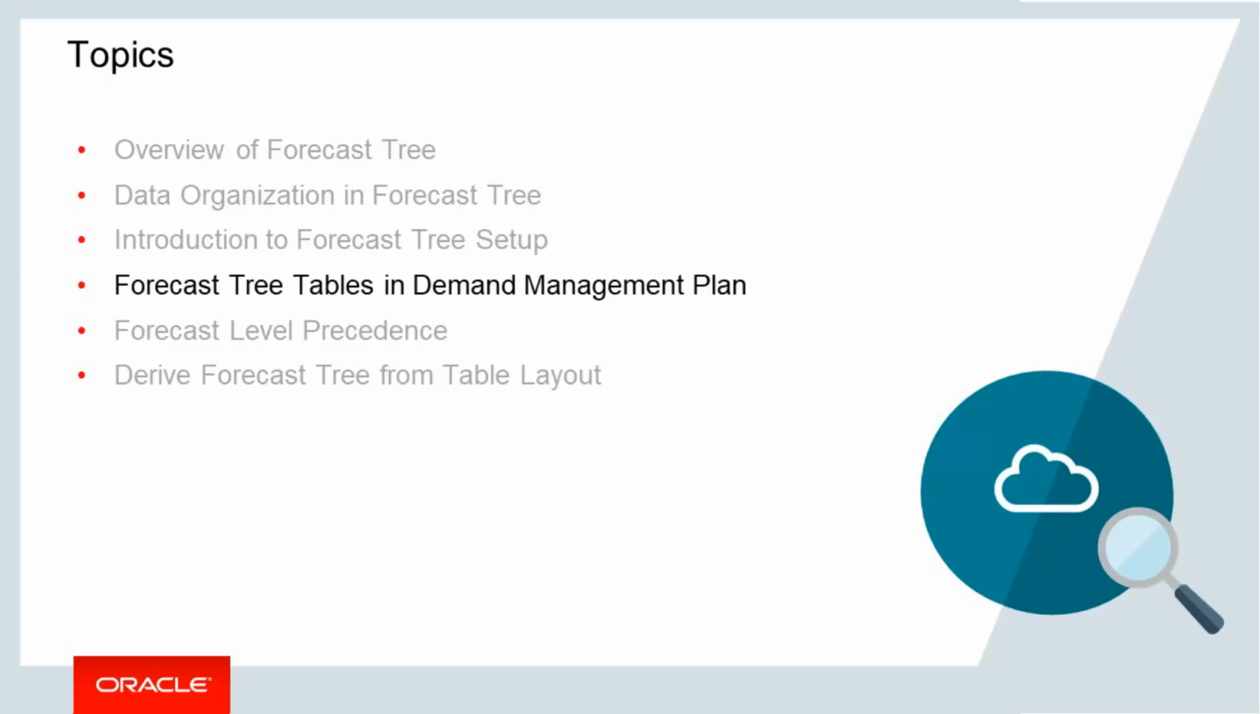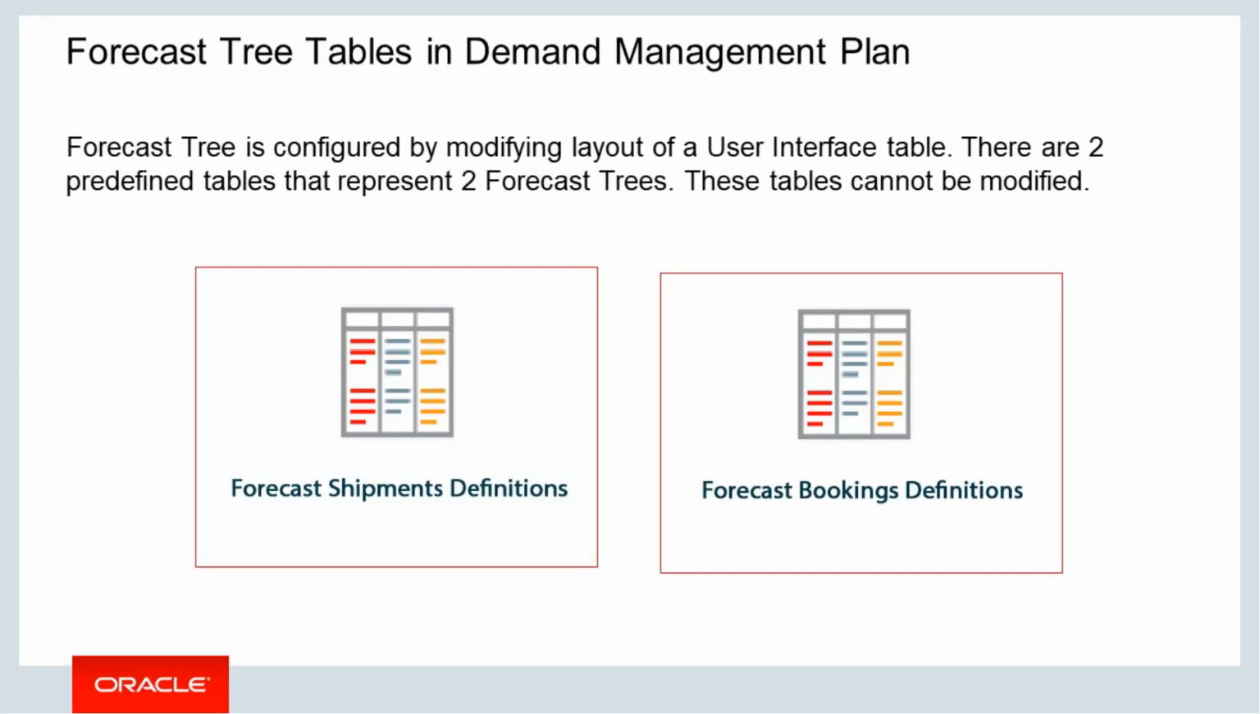Let's drill further and learn about forecast tree tables. Moving to practical configurations, there are two predefined engine profiles, booking history and shipment history profiles, which have their corresponding predefined forecast tree tables. For the booking profile, there is a predefined forecast bookings definitions table, and for the shipment profile, there is a predefined forecast shipments definitions table. Those tables cannot be modified. In order to modify a forecast tree table, the seeded forecast definition table should be saved as a new table.